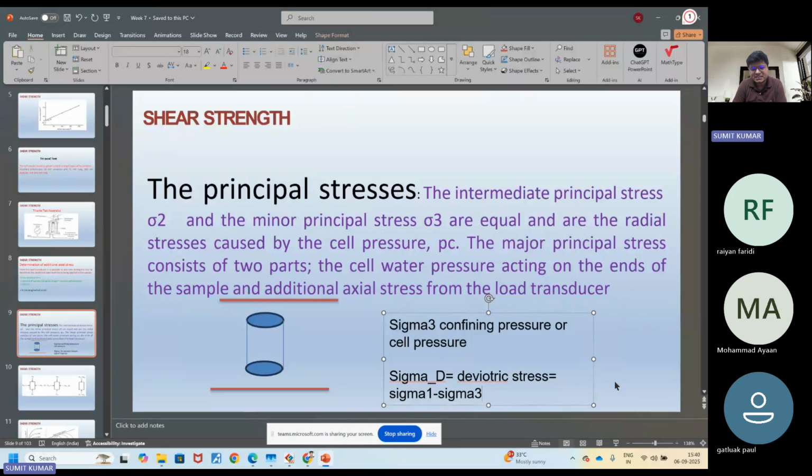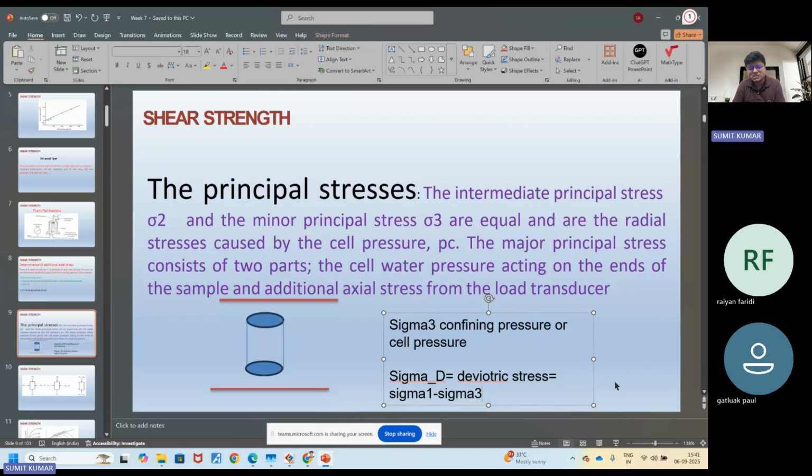So over here it is mentioned that the intermediate principal stress sigma 2 and the minor principal stress sigma 3 are equal and are the radial stress caused by the cell pressure. The major principal stress consists of two parts. One is the cell pressure, that is sigma 3, and the pressure acting at the end of the sample, the additional axial stress from the load, that is nothing but sigma d, which is sigma 1 minus sigma 3. Over here, when you calculate the value of sigma 1, that is going to be the value of the major principal stress acting at the soil section.